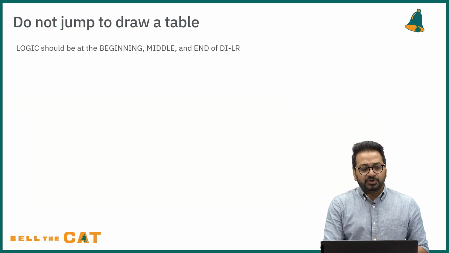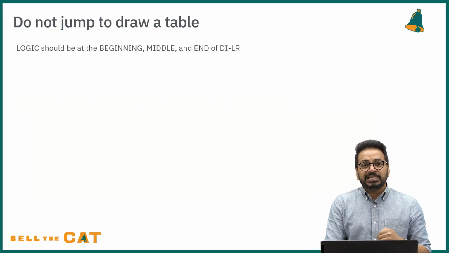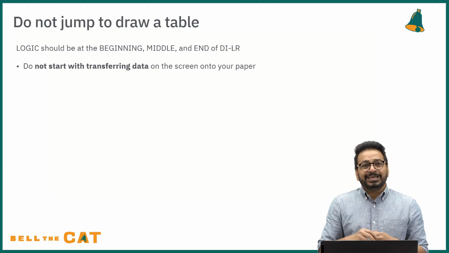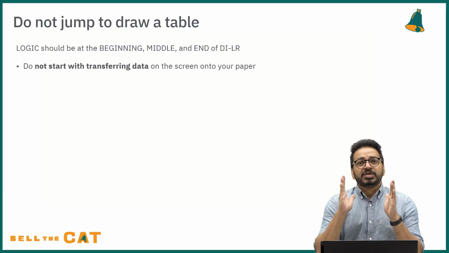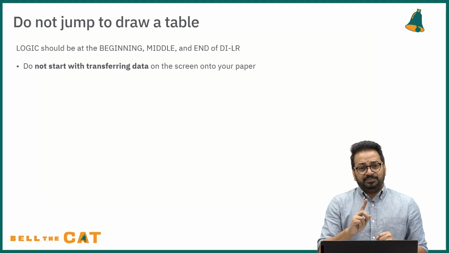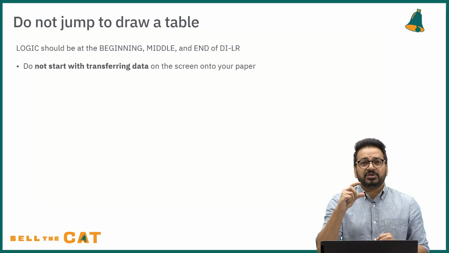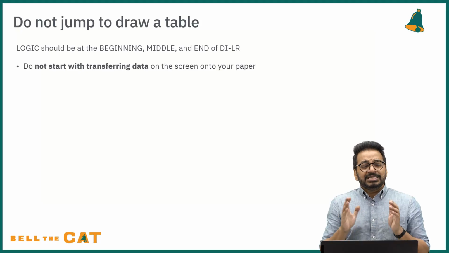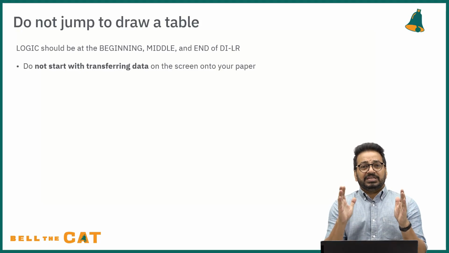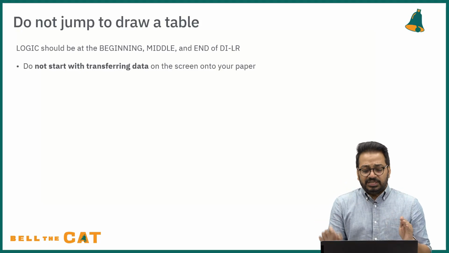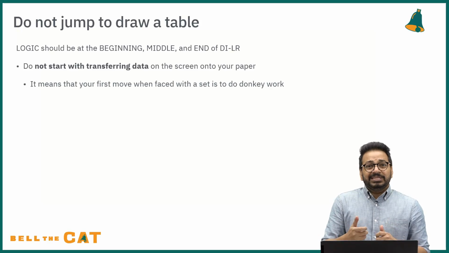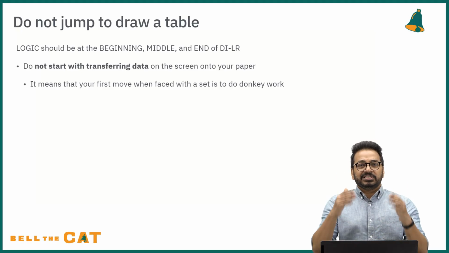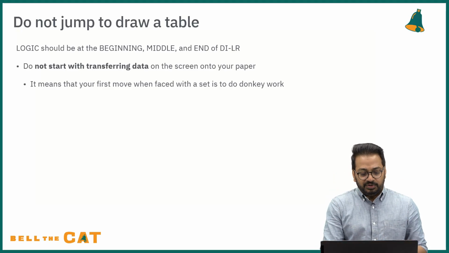So the first thing, do not jump to draw a table. Logic should be at the beginning, middle, and the end of DILR, right? So you are solving a logical reasoning puzzle, right? That data that is given is already there on the screen, right? Quant has a 4 to 5 line problem at max. Even if you transfer it into your paper, it's not much. Imagine the time you will be taking to transfer an entire DILR data set. So do not start with transferring the data. It means that your first move, when faced with a problem, is actually doing the donkey work, which is that it is already given there and you're converting it onto your paper.